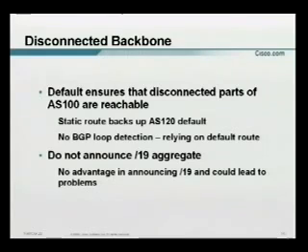Okay, default ensures that the disconnected parts of AS100 are reachable. The static route will back up the AS120 default. There's no BGP loop detection because we're relying on the default route. And as I was saying, announcing the /19 aggregate could lead to problems. If one city disappears, then you suddenly get traffic that's got nowhere to go landing in the city that announces the aggregate. But if you cope with that properly, then that may not be a problem either.